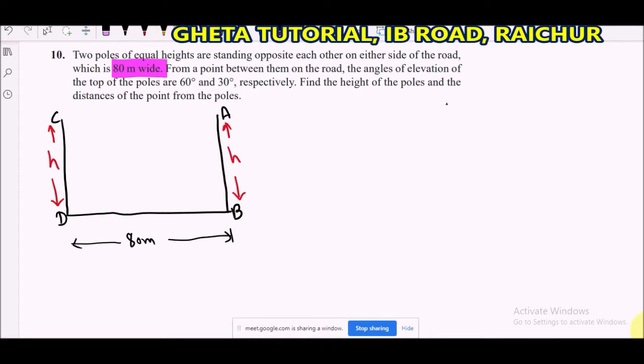Now what they said here, next point: from a point between them on the road. Let us consider the point between them on the road as E. It is not compulsory that it should be the middle point only. It will be any point. You can take E anywhere, but it should be in between. The angle of elevation of the top of the poles is 60 degrees and 30 degrees.